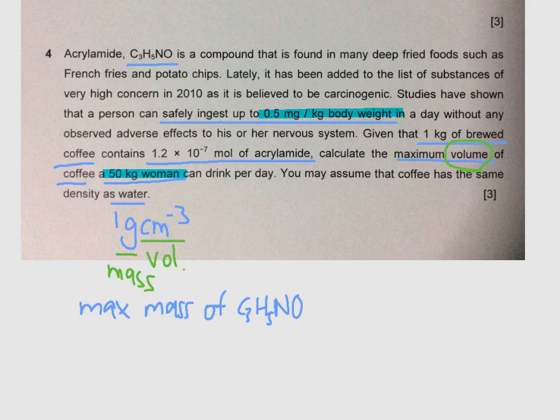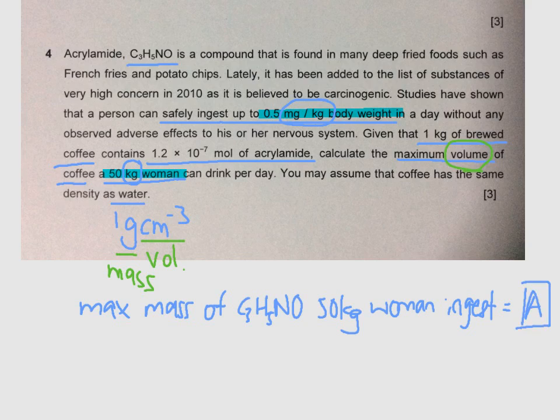The maximum mass of acrylamide, which is this molecular formula, that a 50 kilogram woman can ingest is equal to something. You see how you can work these two pieces of information together, since the unit given is milligram per kg over here, and over here is kg. If you want to find the mass, what multiply by what or what divide by what, you go and figure out. It will give you information A.